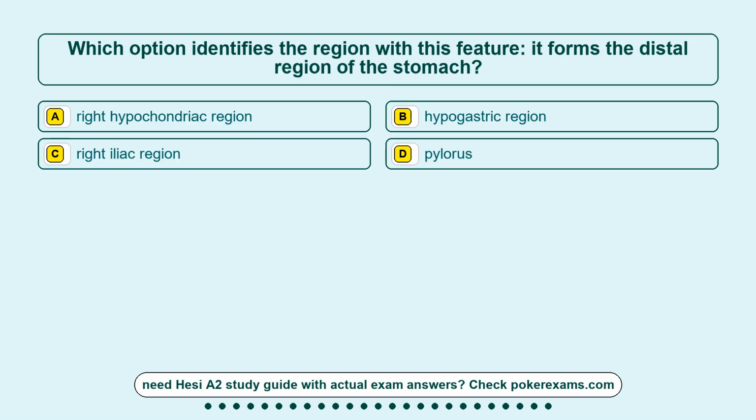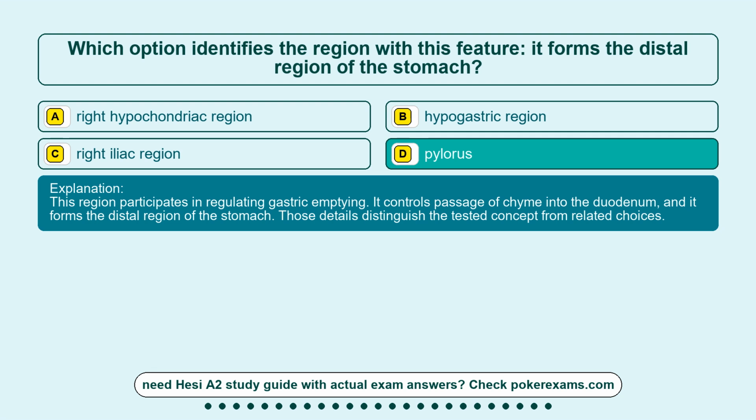Question 5. Which option identifies the region with this feature? It forms the distal region of the stomach. Option A, right hypochondriac region. Option B, hypogastric region. Option C, right iliac region. Option D, pylorus. The correct answer is option D, pylorus. This region participates in regulating gastric emptying. It controls passage of chyme into the duodenum, and it forms the distal region of the stomach. Those details distinguish the tested concept from related choices.